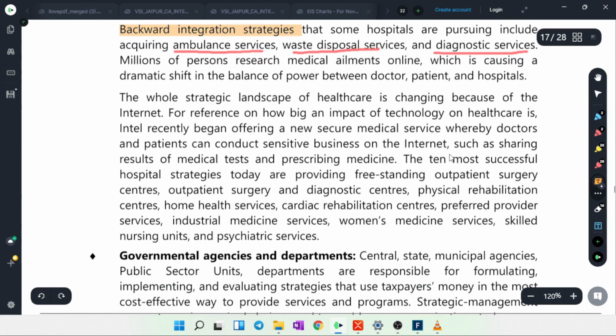The whole strategic landscape of healthcare is changing because of the internet. For reference on how big an impact technology has in healthcare, Intel recently began offering a new secure medical service whereby doctors and patients can conduct sensitive business on the internet, such as sharing results of medical tests and prescribed medicine.